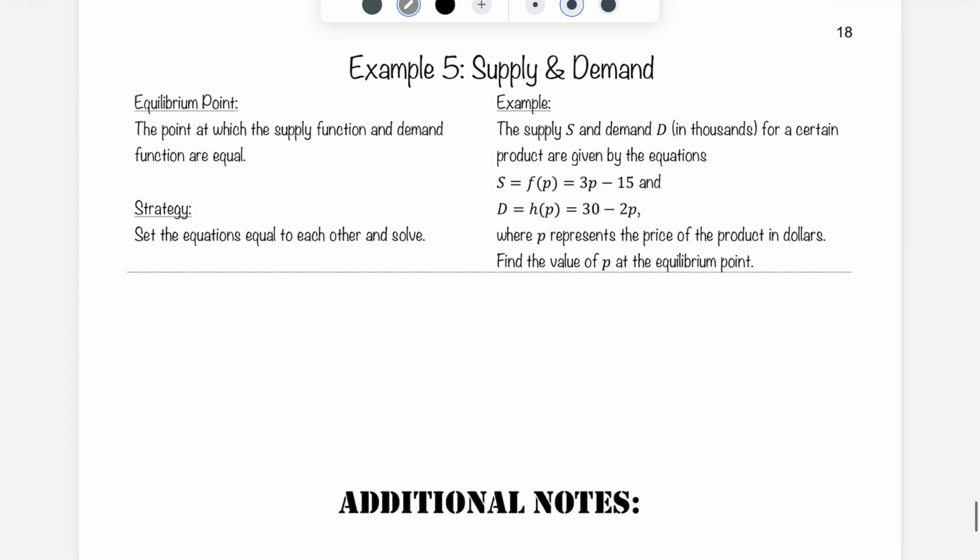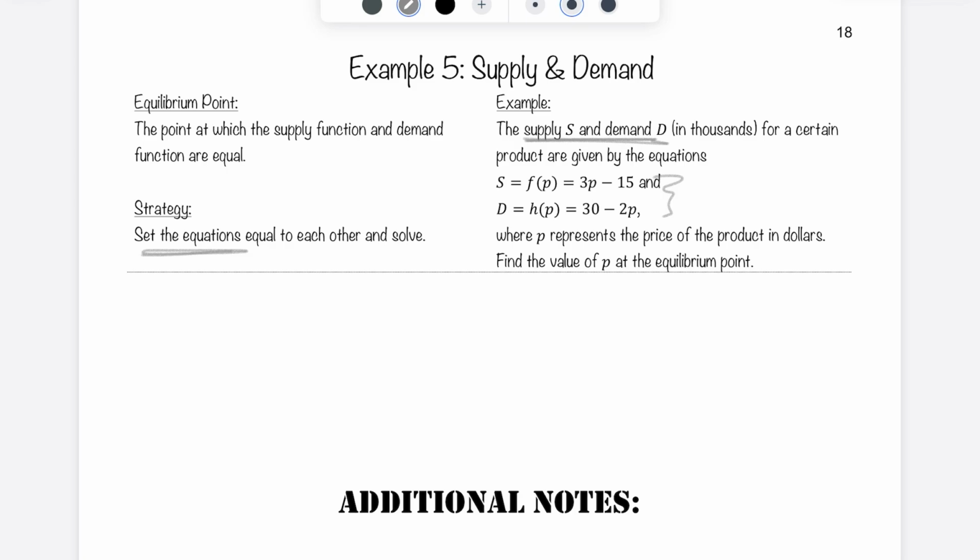All right, final thing that we're going to look at is supply and demand. This is very straightforward. Supply and demand problems will have the words supply and demand in the problem, which then tells you exactly how to set these up. And usually it's going to give you the equations, so you don't even have to write them, you just have to solve the system. So our strategy for solving these is that we're going to set the equations equal to each other and then we solve them.